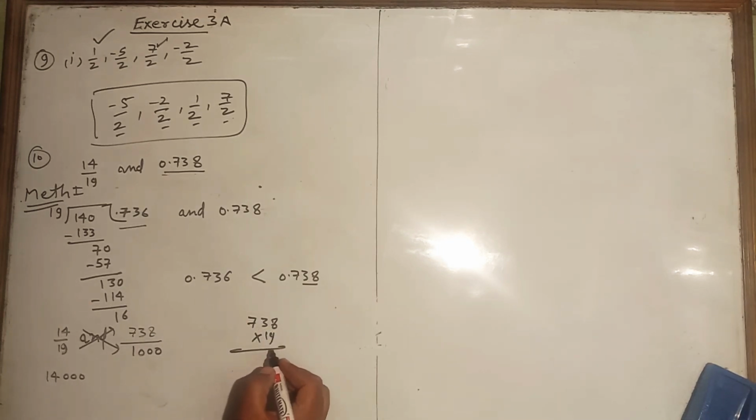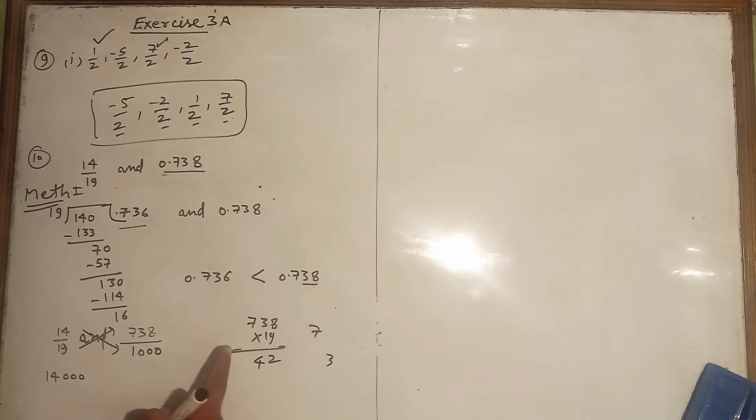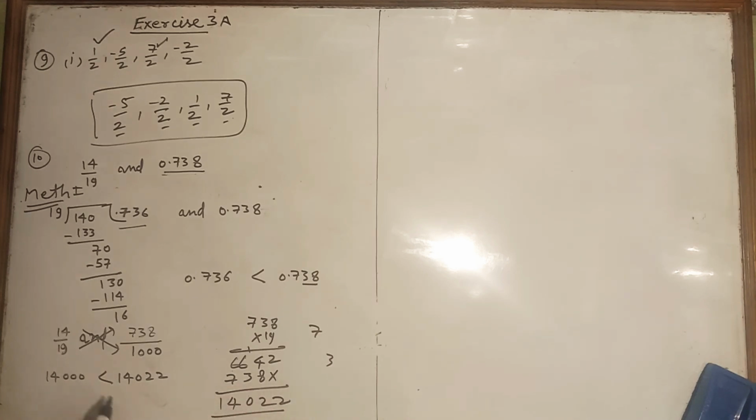So 7 4 3, it will be 6 6 4 2 and 7 3 8 0, and 14 0 0 0. 14022 versus 14000, which number is greater? This one. So now you can compare, there are two methods.